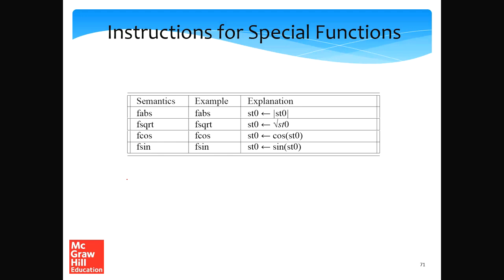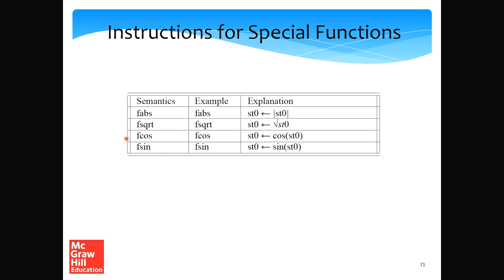Now let's take a look at instructions for some special functions. So basically, what is the advantage of having a CISC instruction set? Unless these special functions are supported. There are many more special functions which readers can find in Intel's manual. But some of the ones that are most commonly used are FABS for an absolute value, FSQRT that computes the square root of ST0 and saves it in ST0. Then cos and sine.